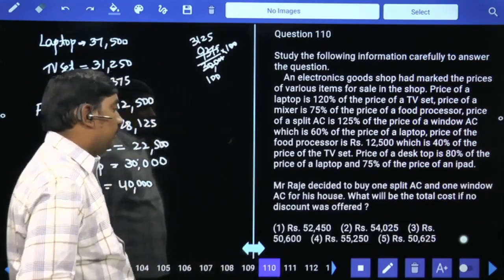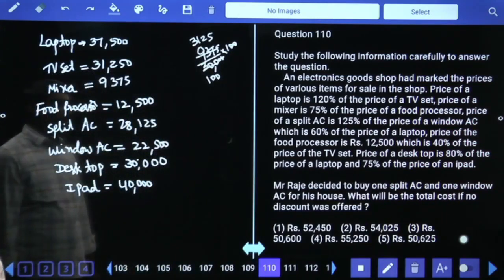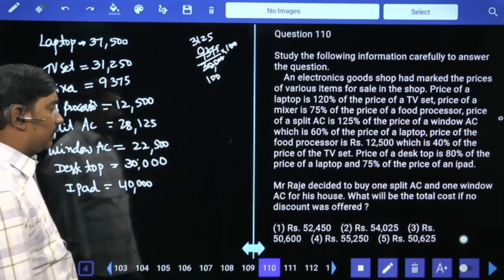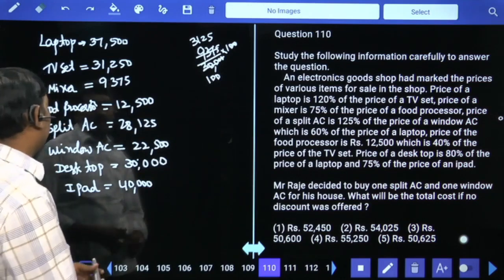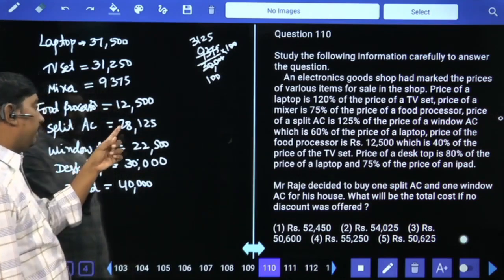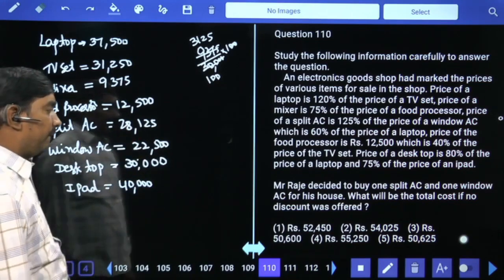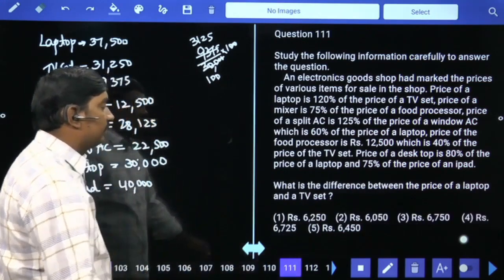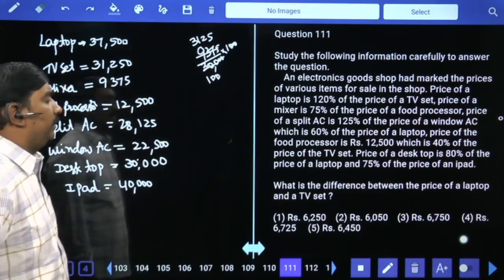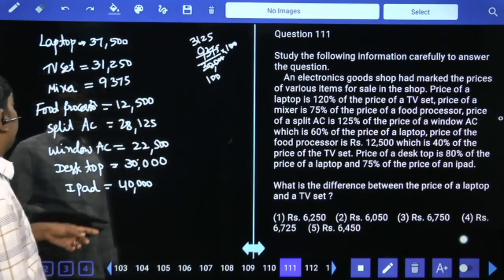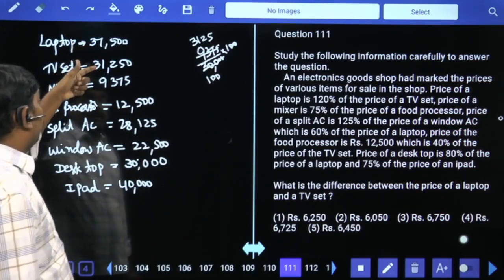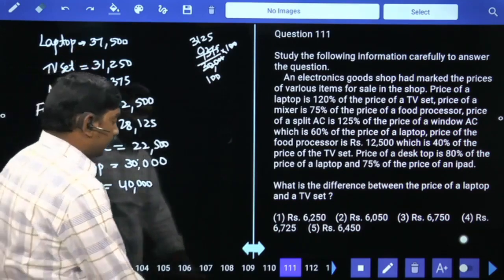Next, Mr. Raj decided to buy one split AC and one window AC for his house. What will be the total cost if no discount was offered? Split AC plus window AC is 50,625. Fifth option. What is the difference between the price of a laptop and a TV set? 37,500 minus 31,250 is 6,250.